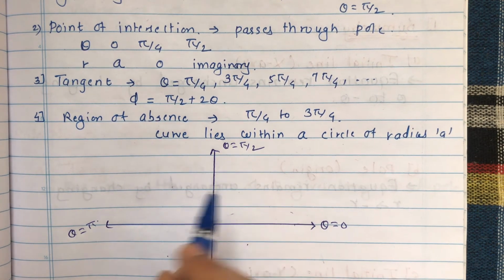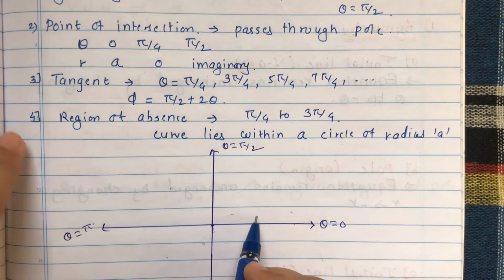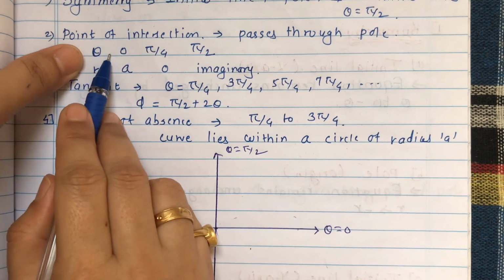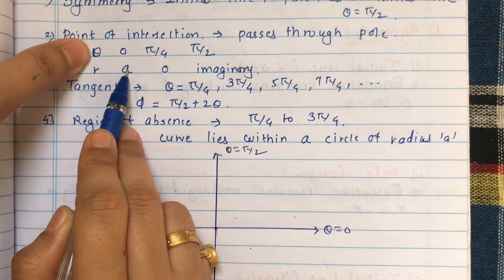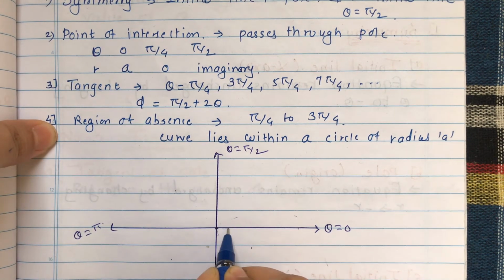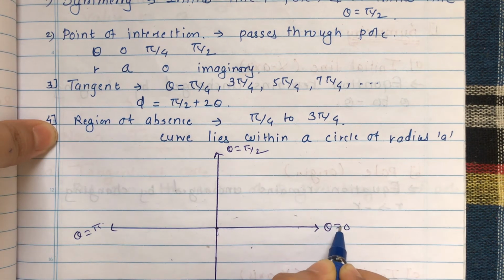So next we have to plot the points. Now we will use this table, right? So when theta is equal to 0, r is equal to a. So this is the line theta is equal to 0.